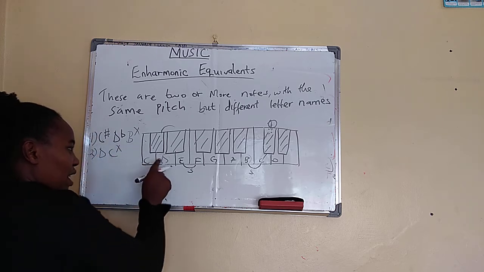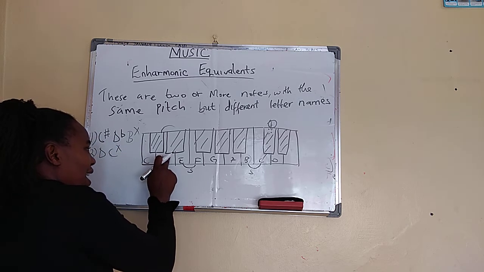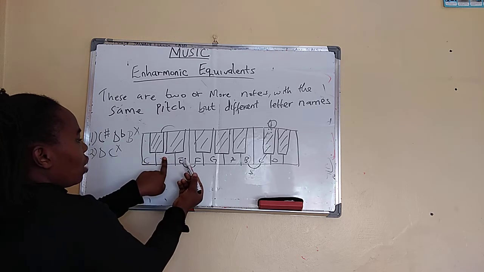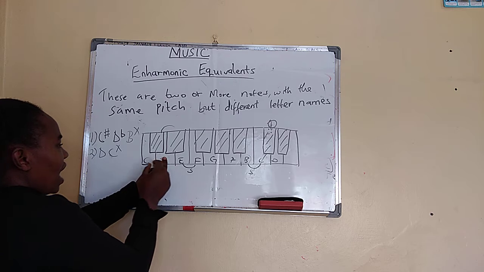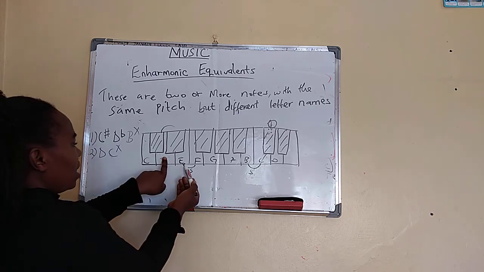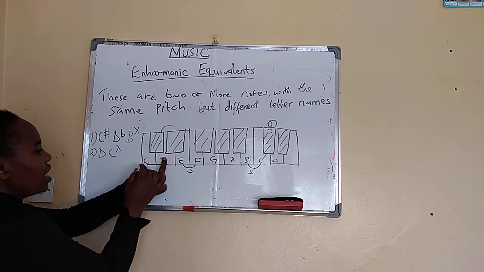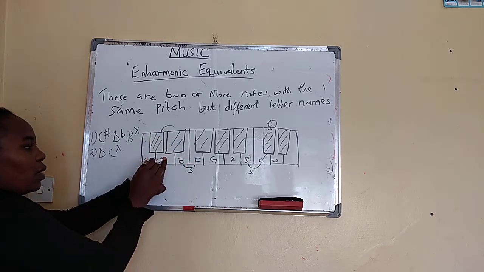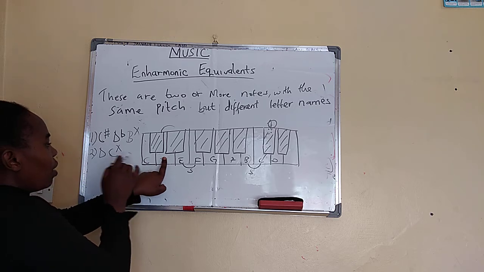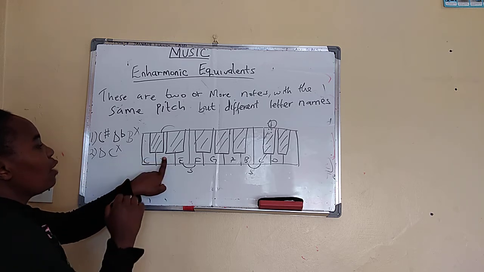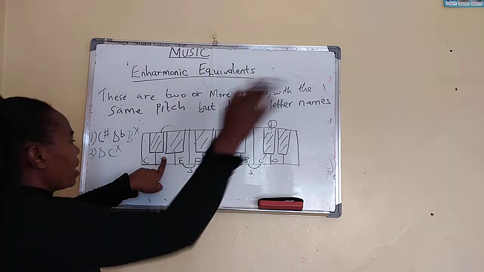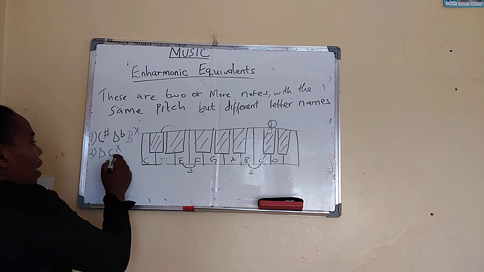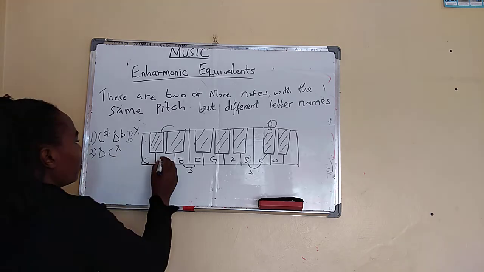So once you have been given a note, or you have been asked a note like this note here, you will stand and look at the neighbors. The neighbors here are C and E. What can I do to C to get to this note? What can I do to E to get to this note? For C, because I'm moving towards my right, I have to raise it by a double sharp for me to be here.